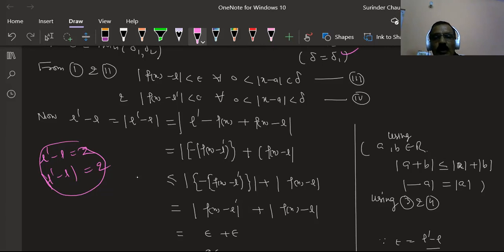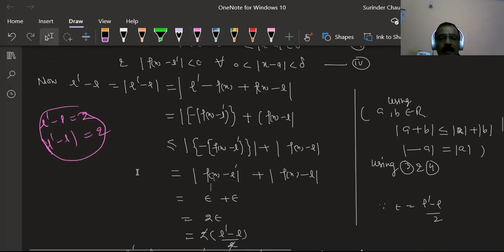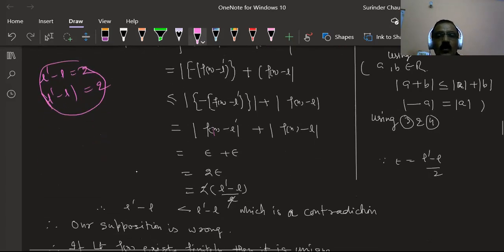Now we use the two results. This is A and this is B. Modulus of A plus B is less than or equal to modulus of A plus modulus of B, and modulus of minus A is equal to modulus of A. The same thing. Now substitute the values from the third and fourth. Each of them will be less than epsilon by 2.